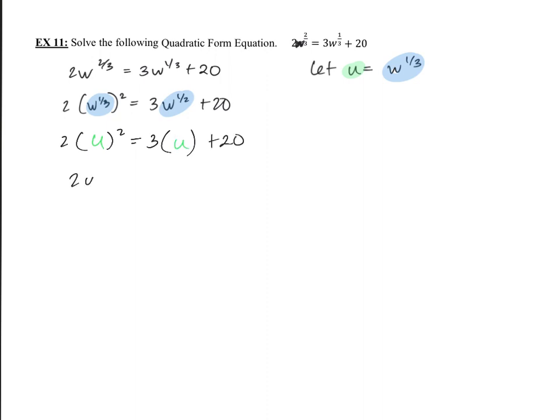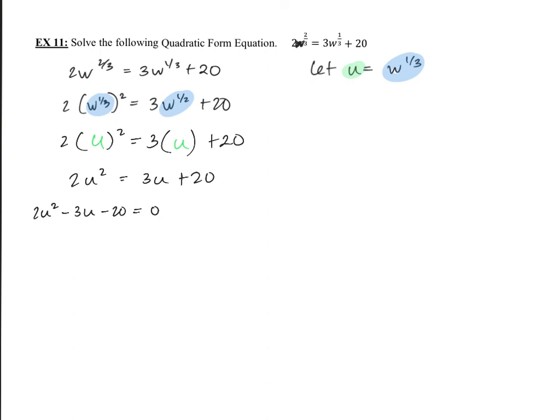Alright, so now I have 2u squared equals 3u plus 20. Does this look simpler than what it used to? Well, I kind of do. Well, it's a quadratic. Let's set it to 0 and solve. So 2u squared minus 3u minus 20 equals 0.